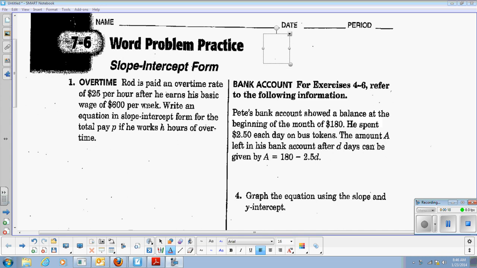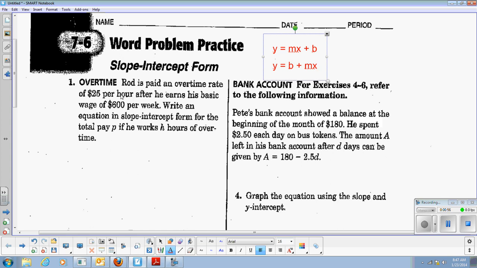Slope-intercept form. Remember, slope-intercept form takes the form y equals mx plus b. Sometimes a slope-intercept form problem will be written differently. It'll be written y equals, and they'll start with b plus mx. And we can switch those around. Remember, addition is commutative, so it doesn't matter what order you put them in, you're going to get the same answer. So as I go through the word problems here, I'll be showing you the difference between the two styles.